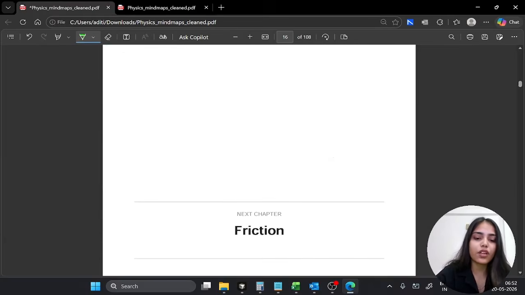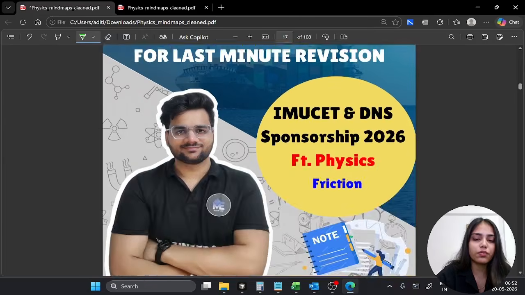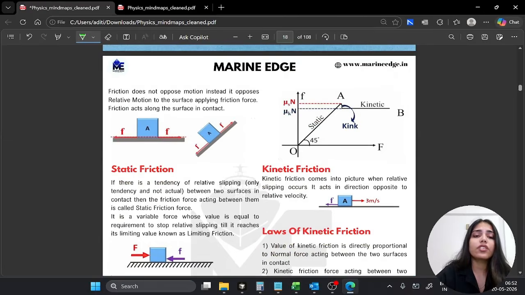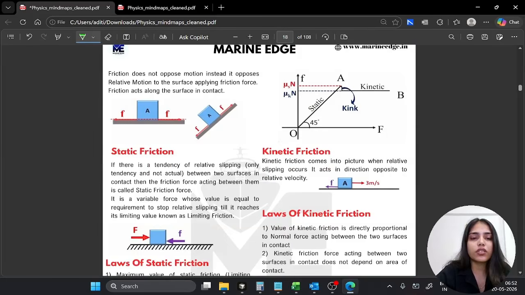Okay. Now, moving forward, next is friction. So, what is friction? Friction is the contact force, and it tries to oppose your direction of motion. So, if you're trying to move forward, friction will be acting in the backward direction. If you try to move backward, friction will be acting in the forward direction. So, friction does not oppose motion. Instead, it opposes the relative motion. It only opposes relative motion on the surface. Okay. And friction is of two types, static friction and kinetic friction.